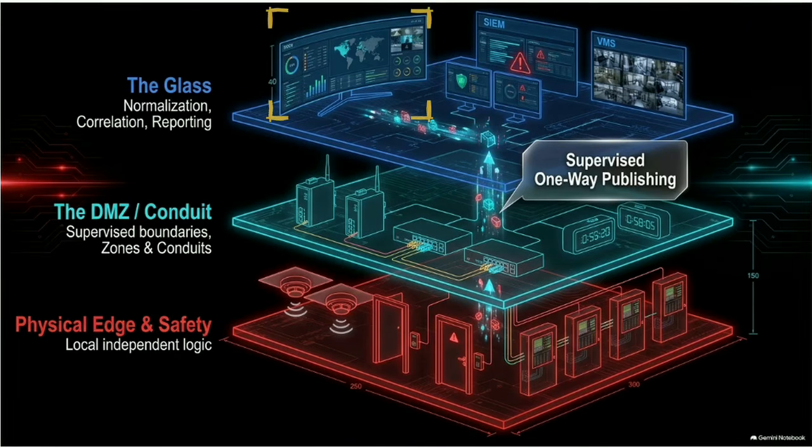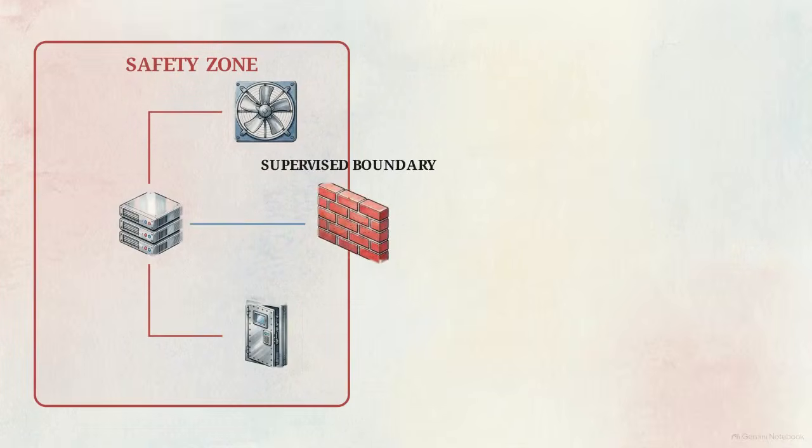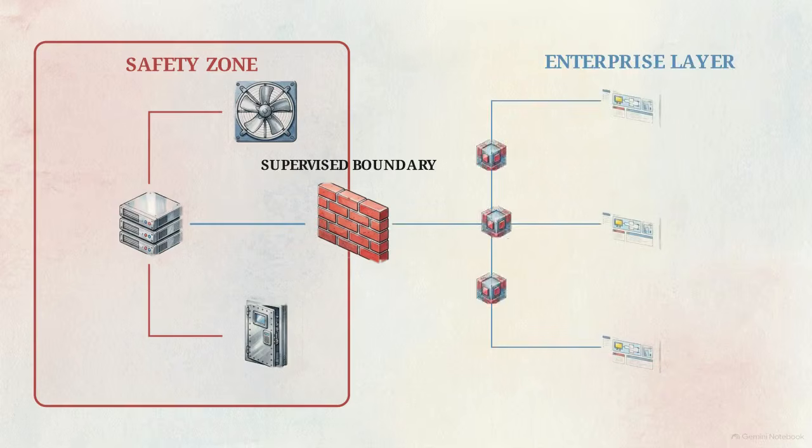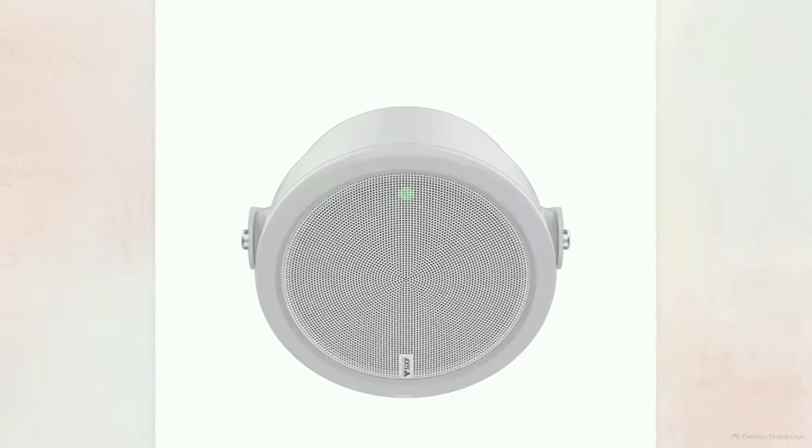Layer 3 is the glass. This is your enterprise layer for normalization and reporting. It consumes data to create dashboards, but it is physically prevented from originating safety commands. True integration isolates safety functions from enterprise cyber vulnerabilities while still maximizing operational visibility across the entire data center.